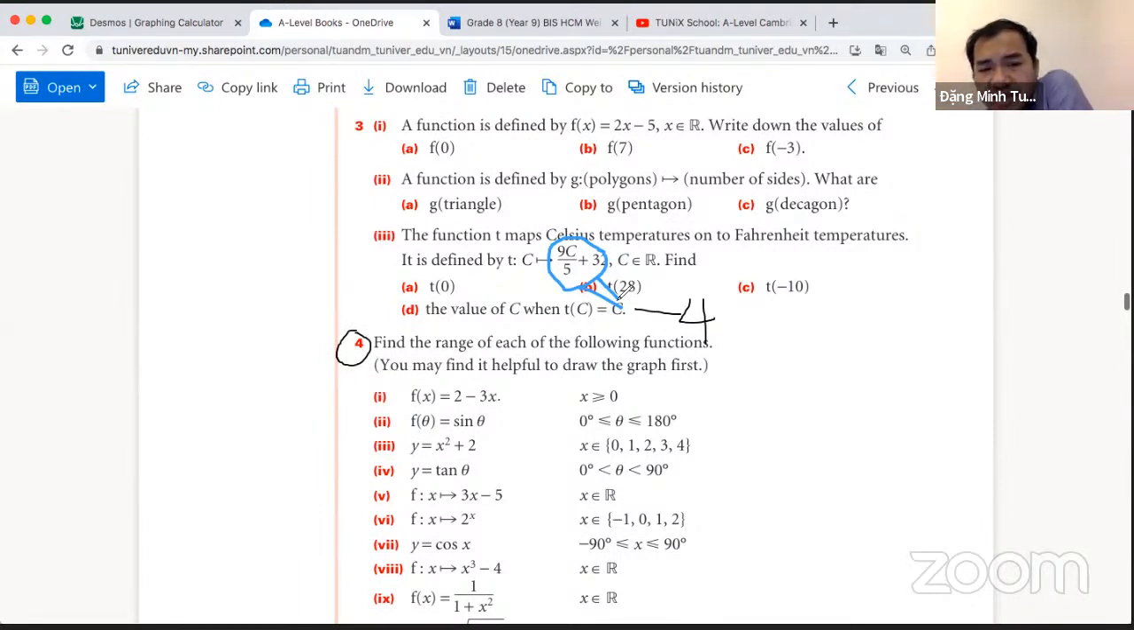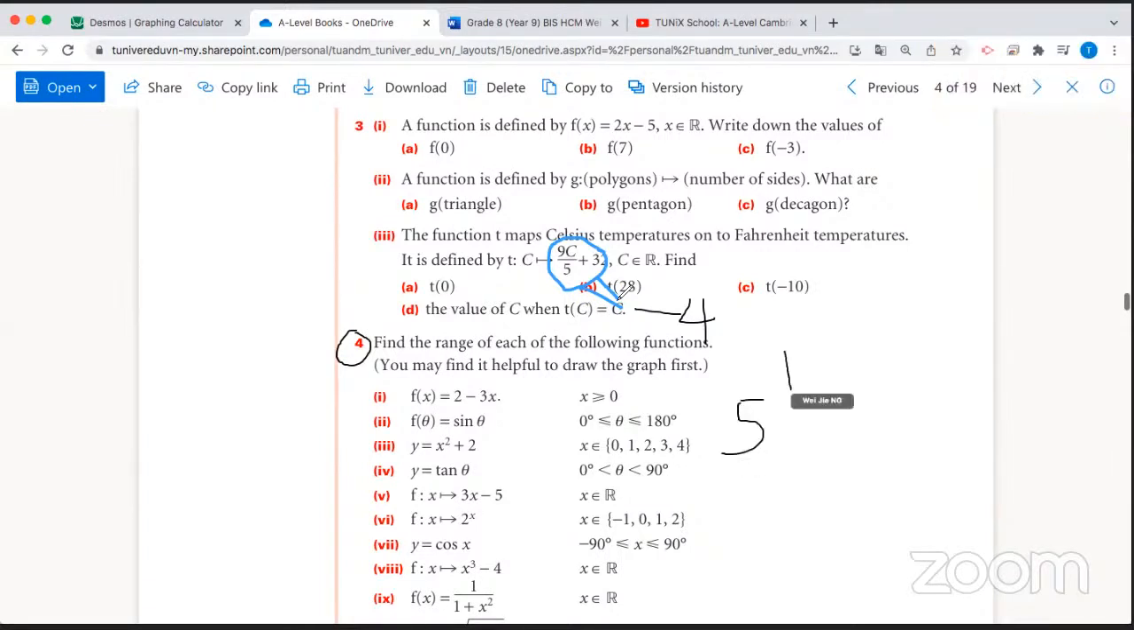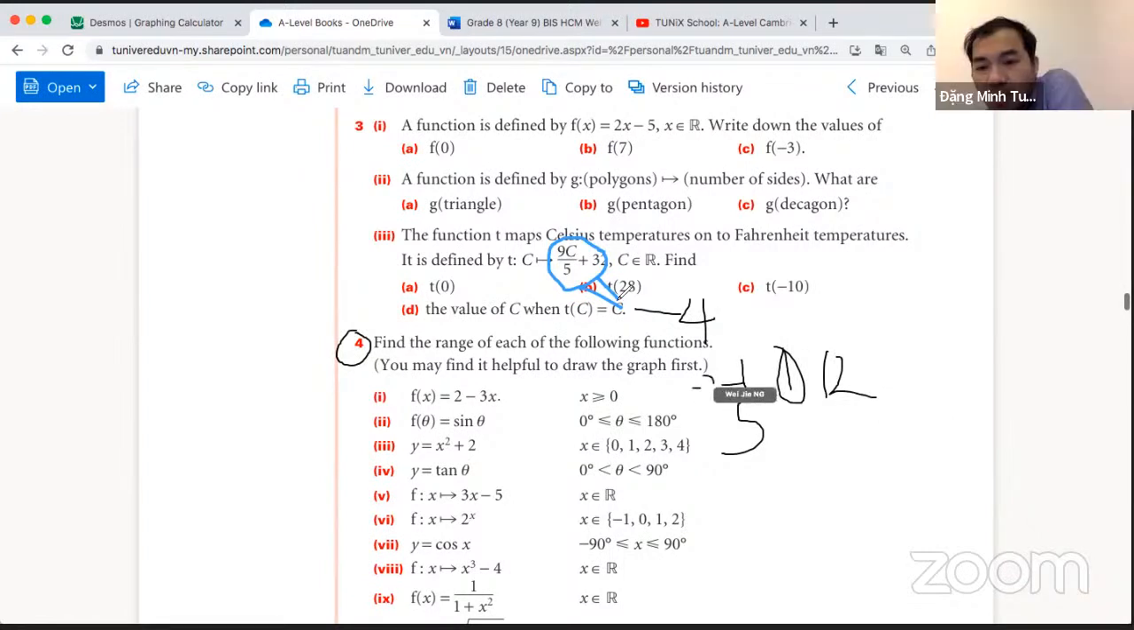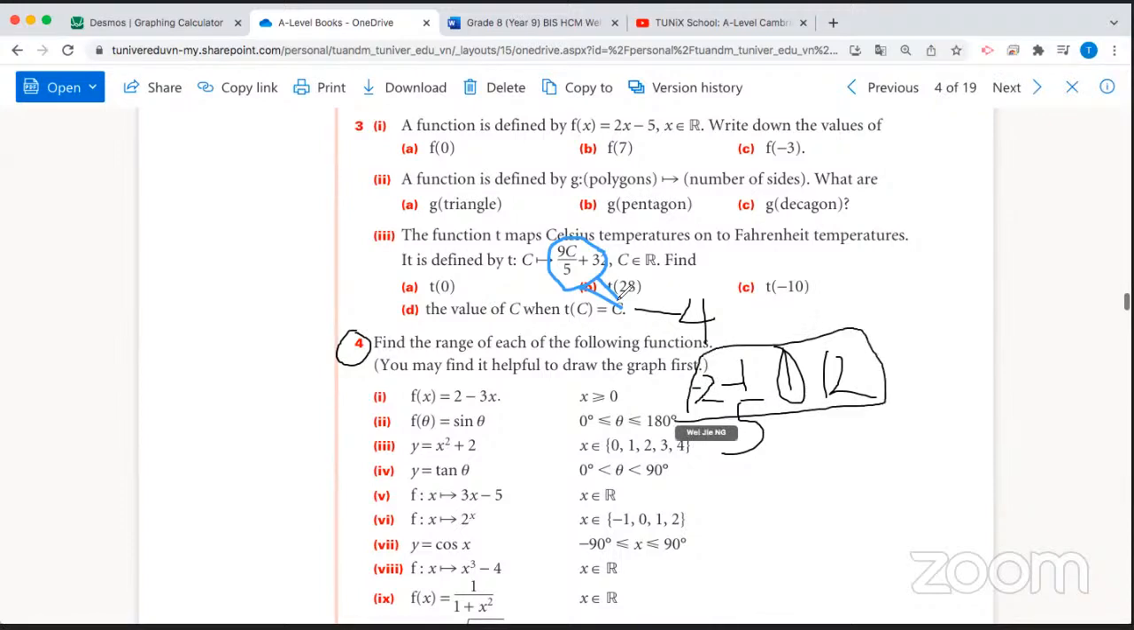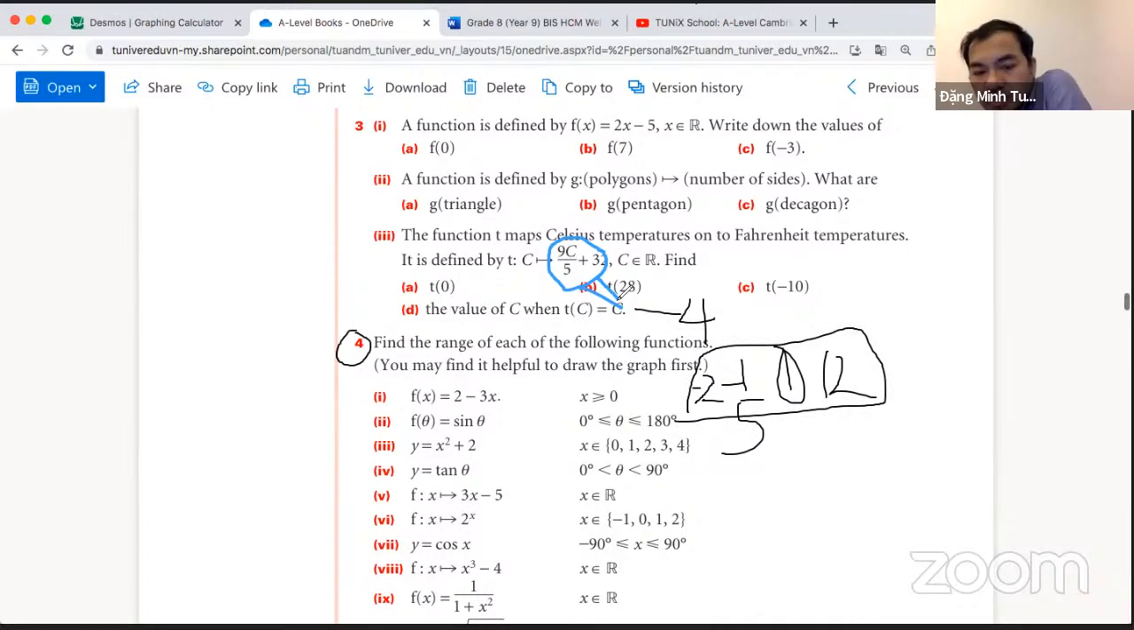To draw a graph, you take at least 5 points, that means 5 values of x. So you input x equals 0, 1, 2, negative 1, and negative 2. So 5 values. Okay, got it, I'll write that down. So to draw a graph of a function, take 5 values.